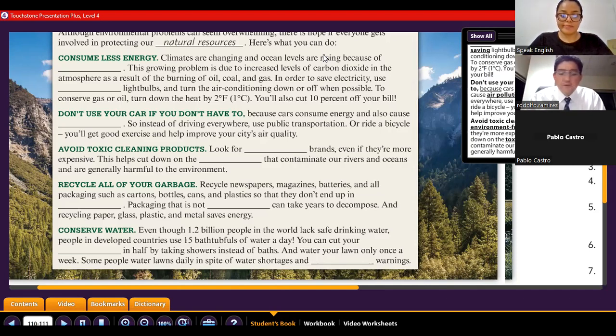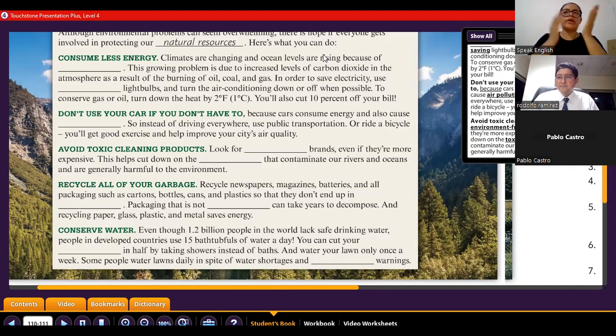You can cut your water consumption in half by taking showers instead of baths and water your lawn only once a week. Some people water lawns daily in spite of water shortage and drought warnings. Very good. Excellent. Okay, so what do we have in this article?